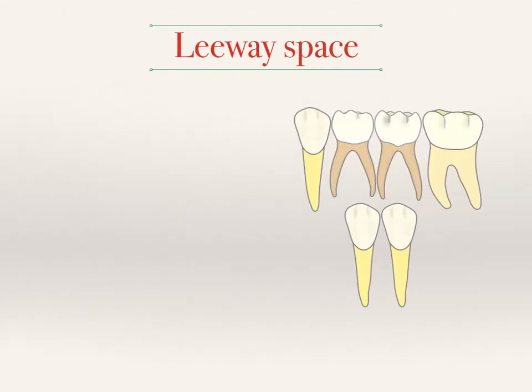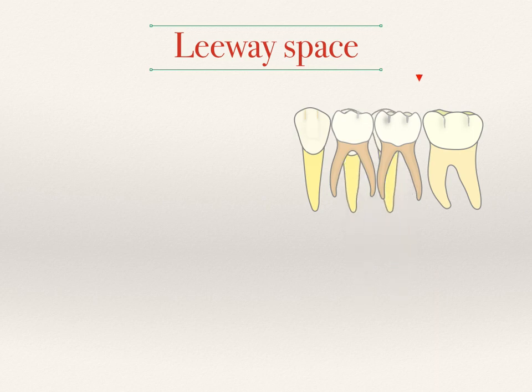This space is generated after extraction of the deciduous molars, and this is the space. When we do not need this space for relieving crowding of the anterior teeth, the first permanent molars move mesially, termed drifting mesially, to close this space.